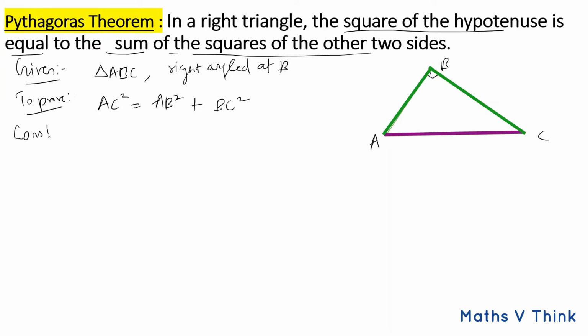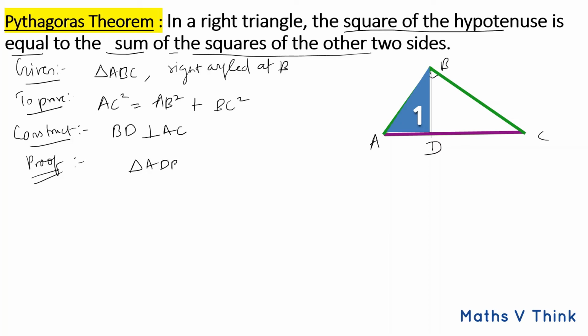Now construct. We need to construct a perpendicular. So we'll construct BD perpendicular to AC. Proof. Can I tell triangle ADB is similar to triangle ABC from the previous theorem? When two triangles are similar, can I tell their corresponding sides are proportional?